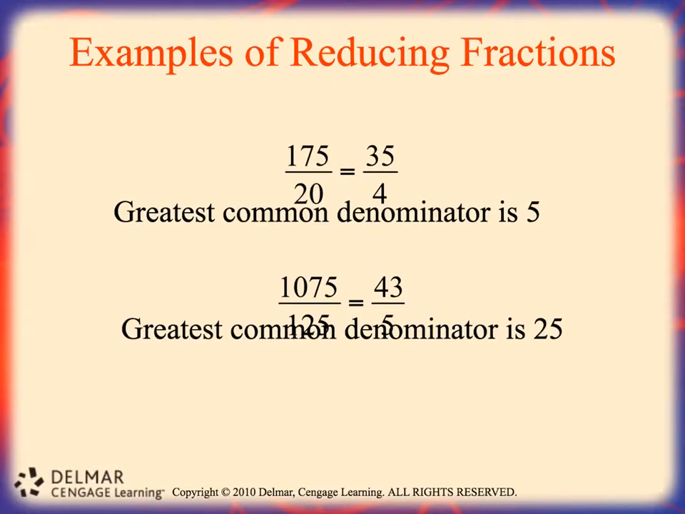Here's an example. We start out with 175 divided by 20. Well, we know that the greatest common denominator here is 5. 5 goes into 20 4 times. 5 goes into 175 35 times. So we have a reduced fraction here that is equal to the fraction that we started out with. Here's a little bit larger number. The greatest common denominator is a multiple of 5. It's 25. So 25 goes into 125 5 times. 25 goes into 1075 43 times, and so therefore we have reduced that fraction.